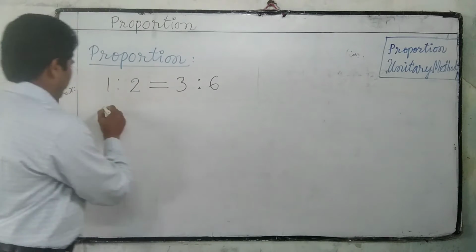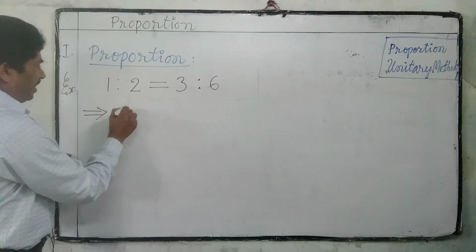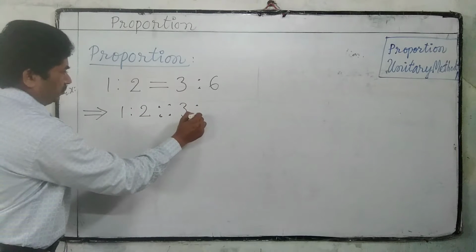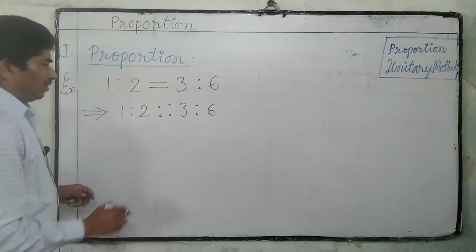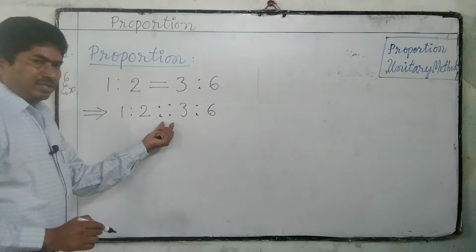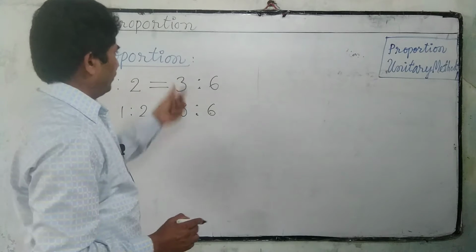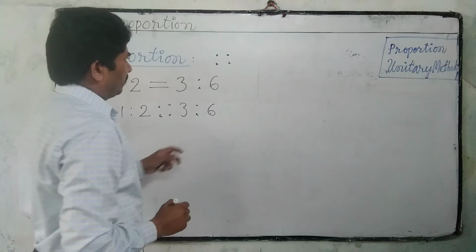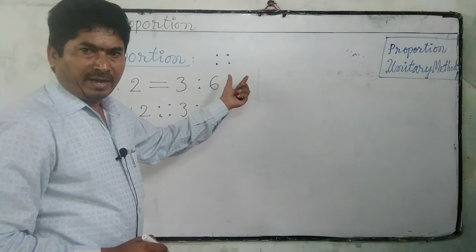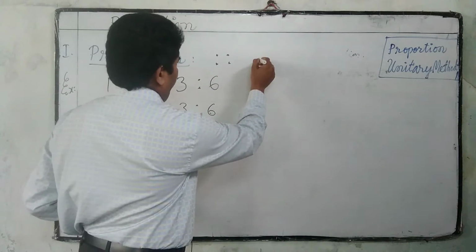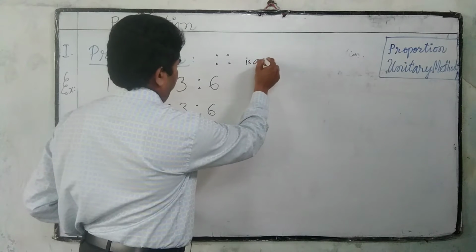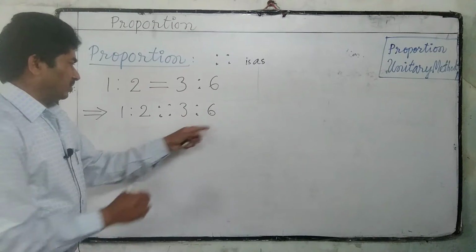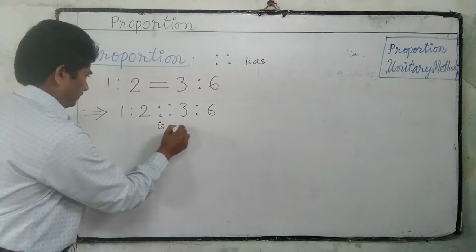Then we can write 1:2 is as 3:6. This is the symbol to represent proportion. We read as 1:2 is as 3:6.